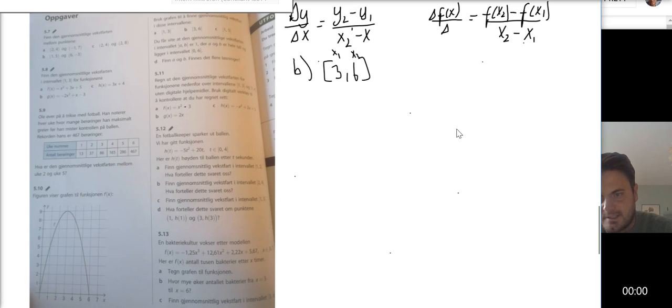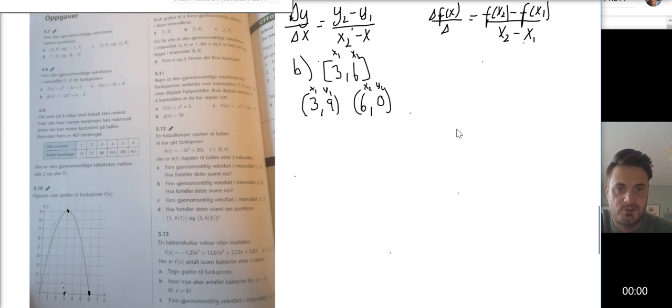So if you look at the graph first, at 3 o'clock we see that the temperature is 9 degrees, and at 6 o'clock we see the temperature is 0 degrees. So we might as well put up the points. When x1 is 3, we see that y1 is 9. So this is x1 and this is y1. And at 6 o'clock, when x is 6, we see on the graph that y is 0, or f of x is 0. It's the same thing. This is x2 and y2.